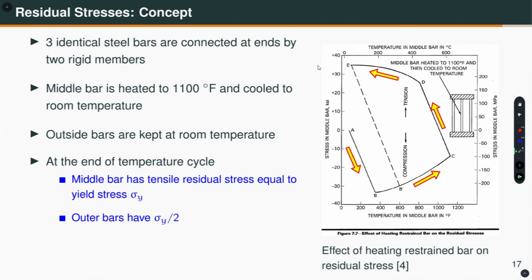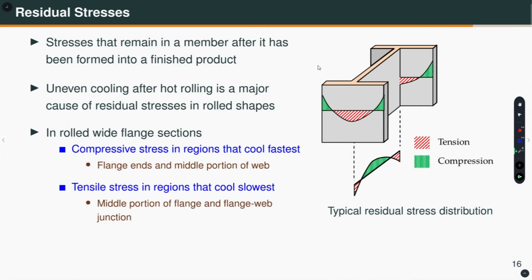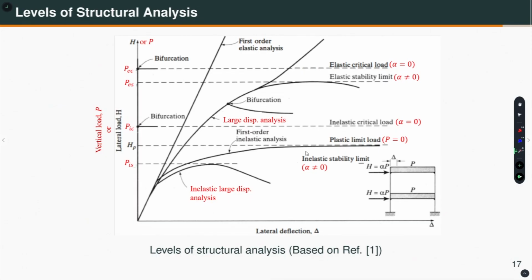So, if I go back to what I said, the region that cools the slowest, just like the middle bar, will have tensile residual stress, and the regions that are cooling faster, in this case the two outer bars that were never heated, have compressive stress. So, that is the concept of residual stress.